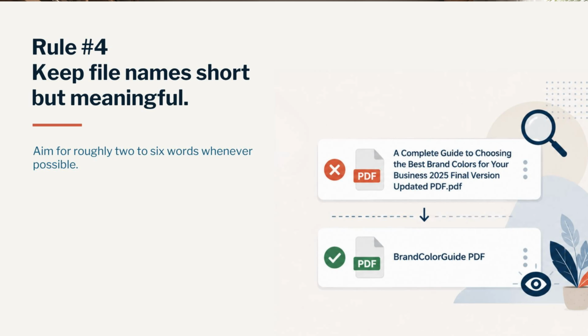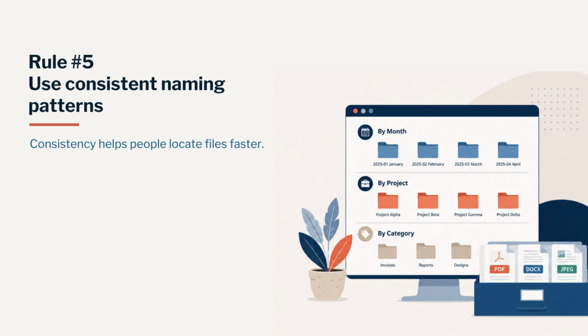Rule number 4, keep file names short but meaningful. Aim for roughly 2 to 6 words whenever possible. Long file names become difficult to scan quickly. For example, instead of a complete guide to choosing the best brand colors for your business 2025.pdf, you could simply use brandcolorguide.pdf. Rule number 5 is to use consistent naming patterns.